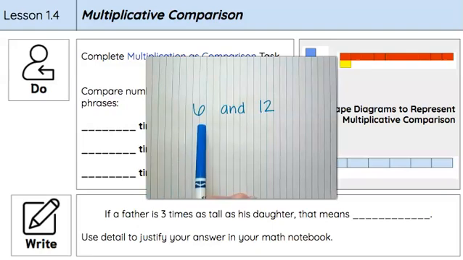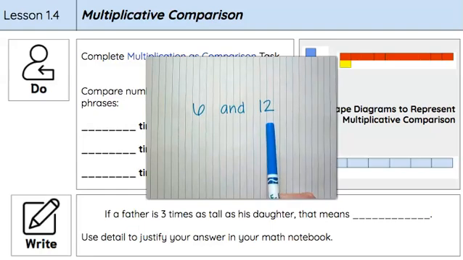Well, 6 is 1 digit and 12 is 2 digit. 12 is 6 more than 6. And 6 is 6 less than 12.